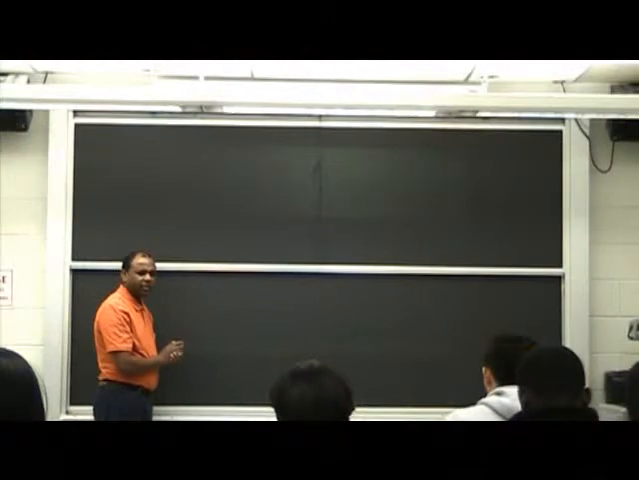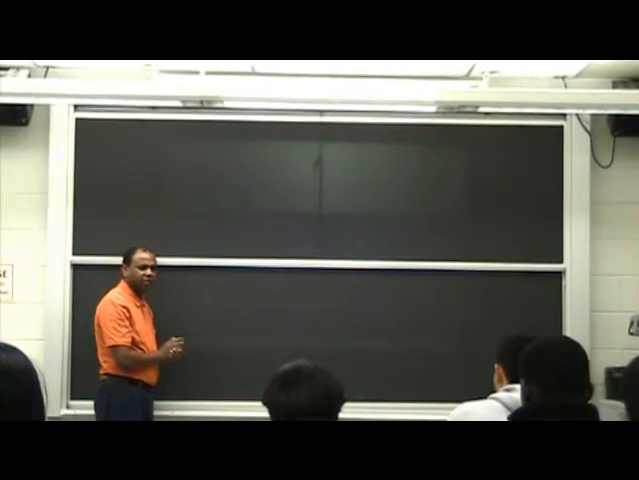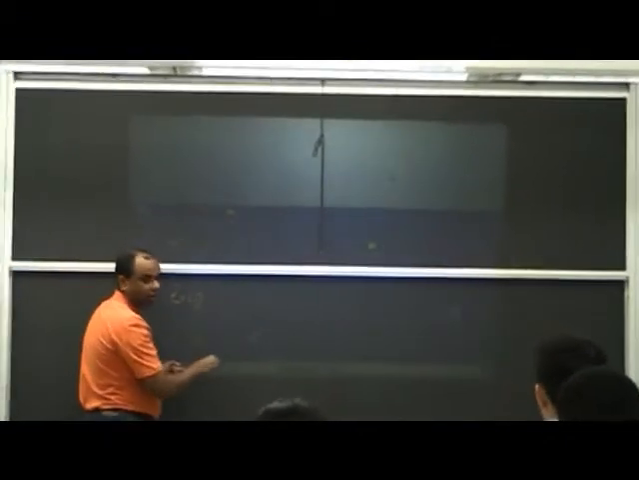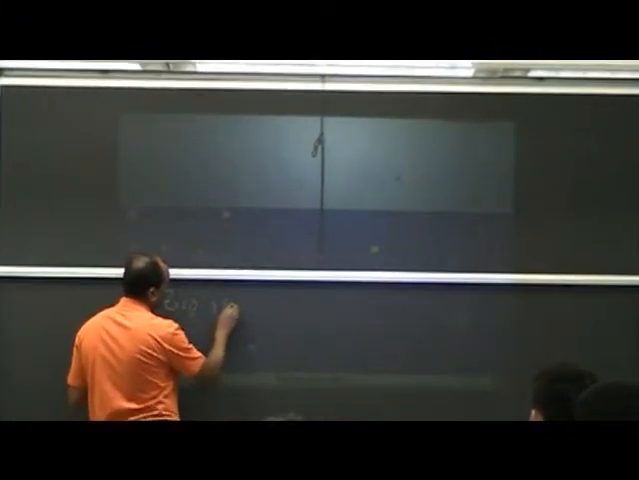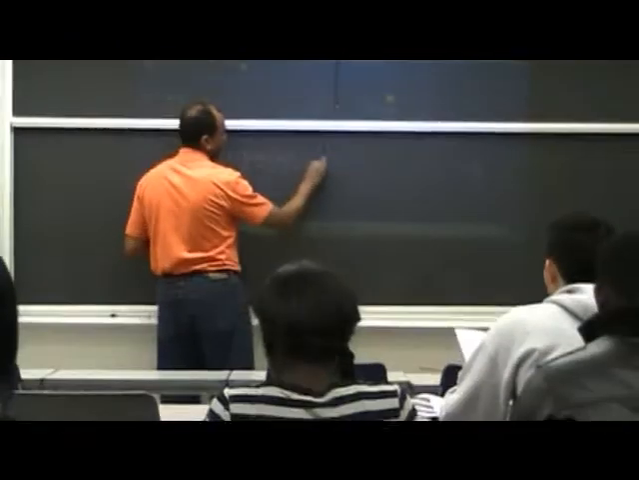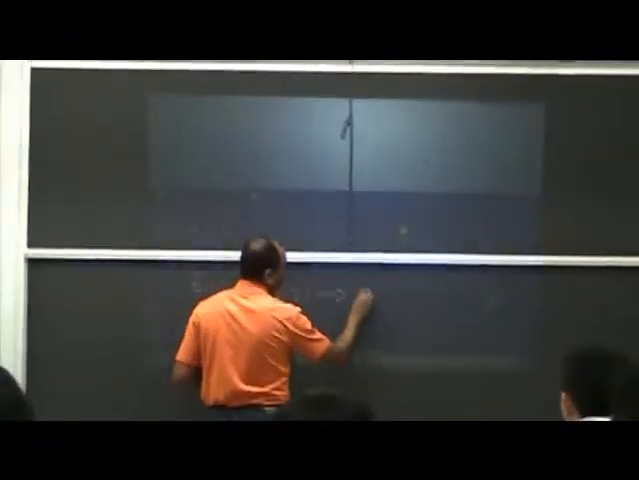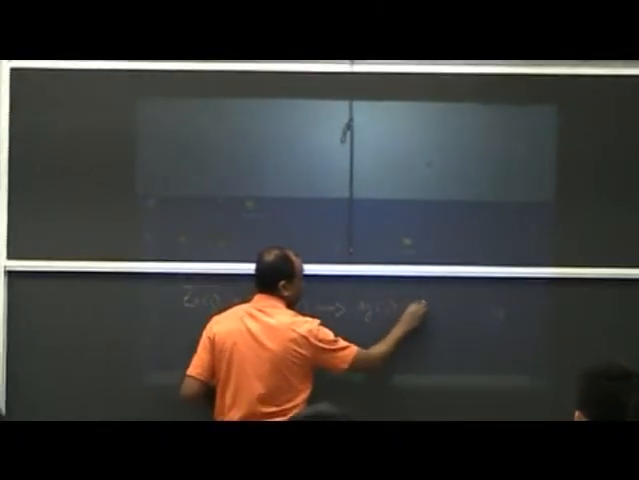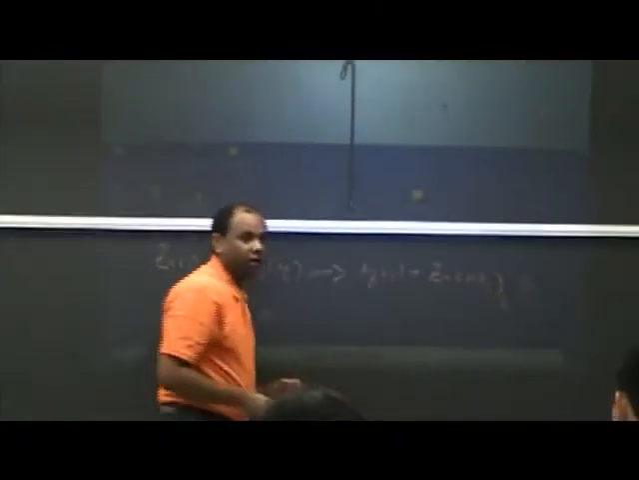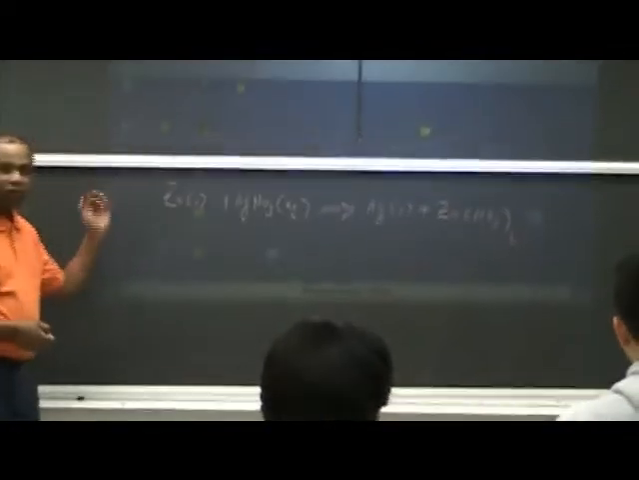Zinc plus silver nitrate. I got a photo. Zinc plus silver nitrate gives you what? Silver plus zinc nitrate. You have an equation like this. What type of equation is this?